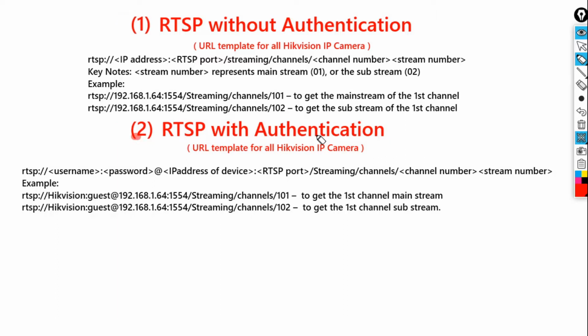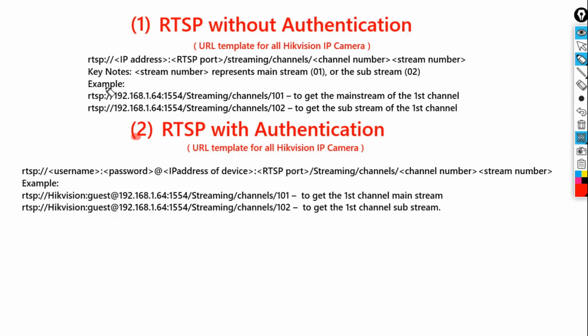In the second method, RTSP with authentication, we will be using just the username and password with the first method URL itself. So nothing changes, only the username and password are added before the IP address of the device. There are no other changes in the URL template. This second method means viewers do not have to enter the credentials of the camera to view our live stream. They will not be entering them manually. It is already entered in the URL, or already implemented on our platform automatically or dynamically from our side. Hope this is very clear.